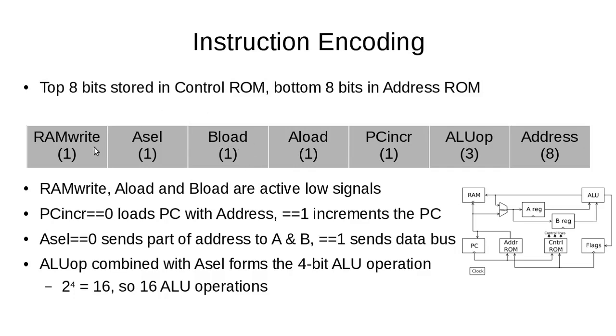We've got RAM write, which again is active low. So if RAM write is 0, that's telling the RAM to load from the data bus. It'll also be telling the ALU to put a value on the data bus, and it'll also be telling the flags register to load the latest value of the flags into the flags register.